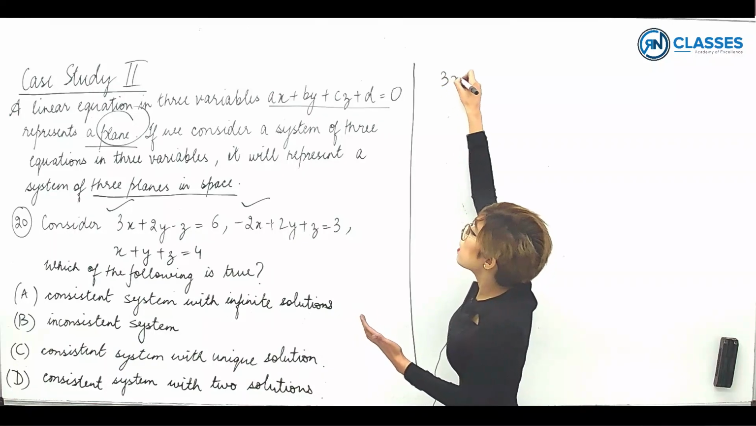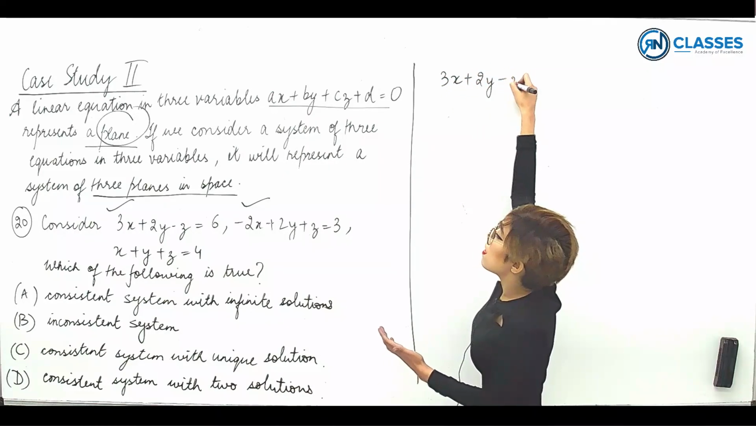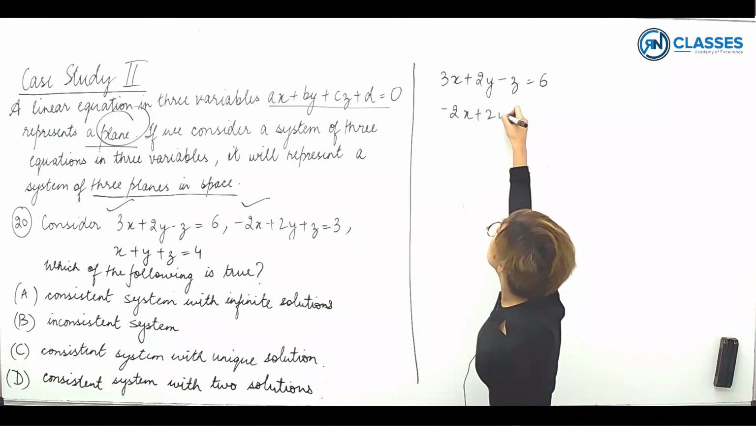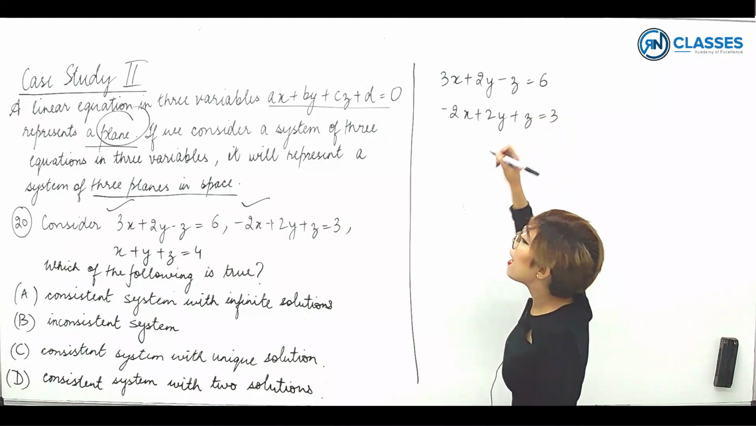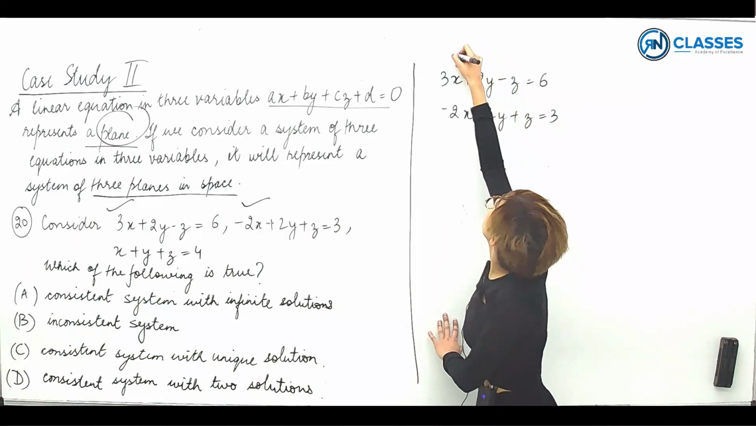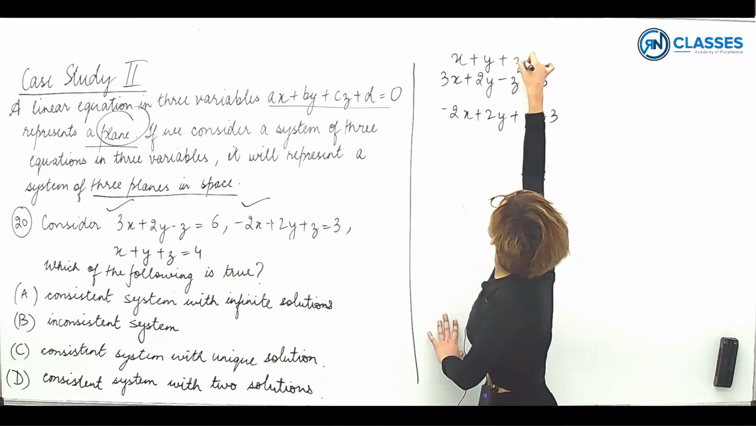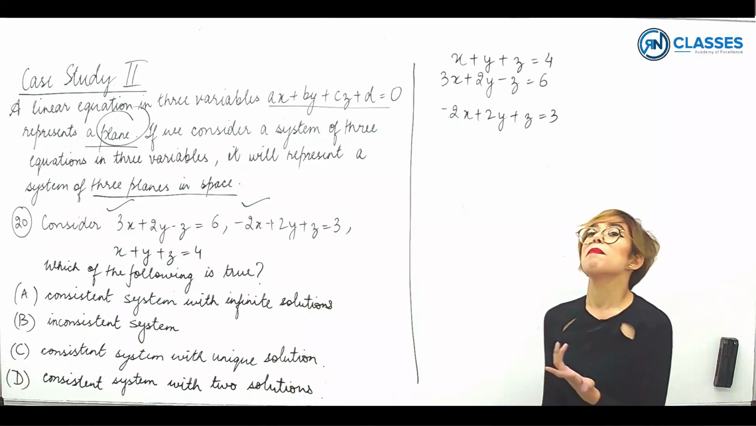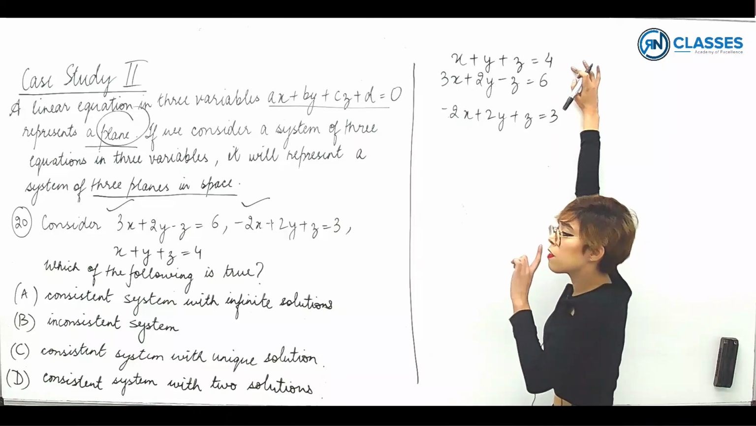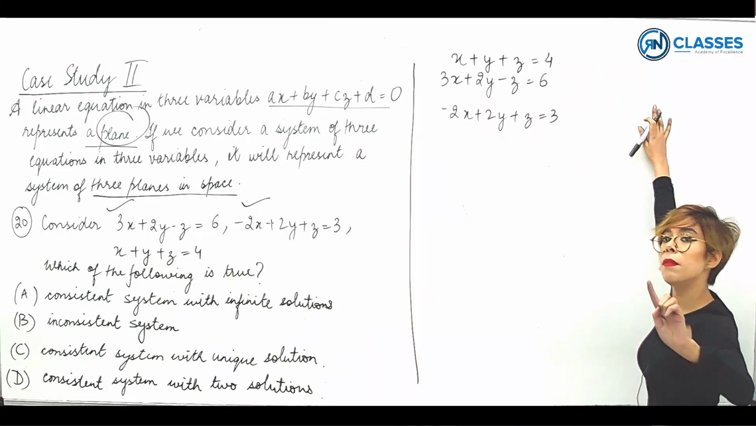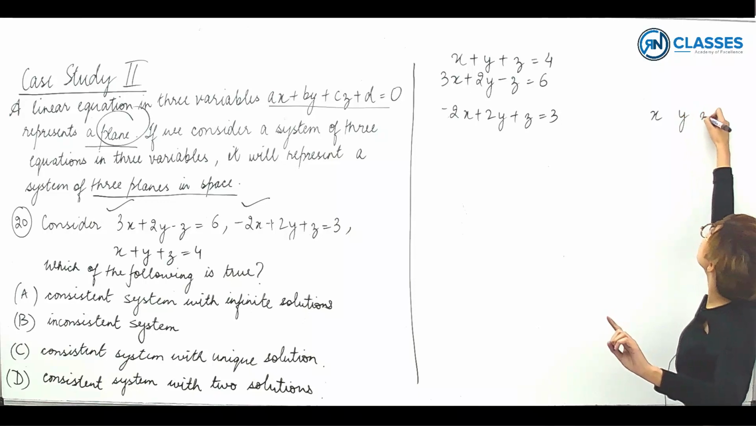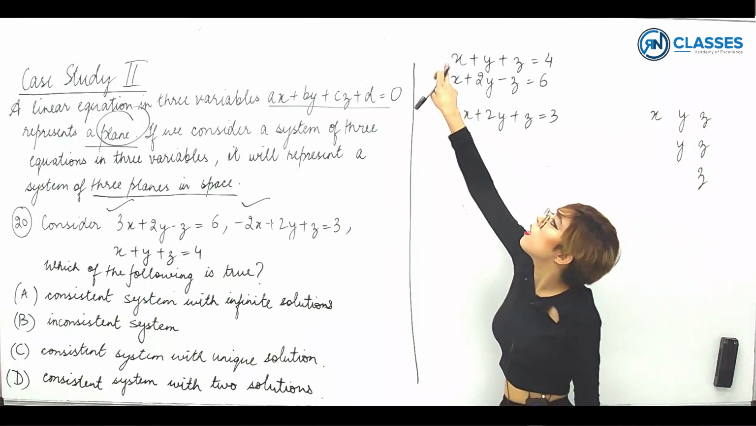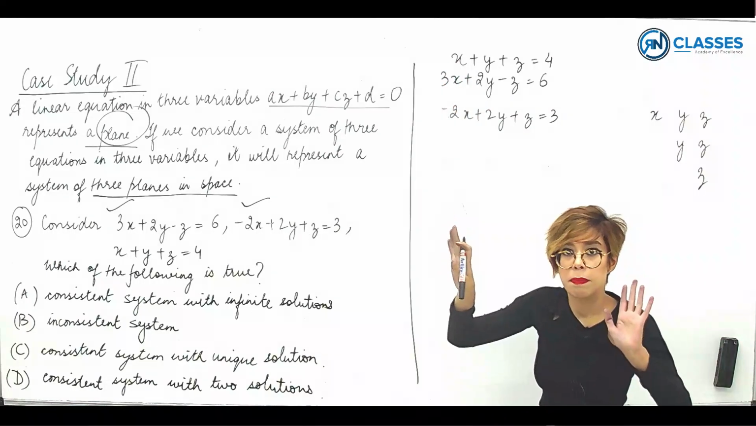Let's see. So 3x plus 2y minus z equal to 6. Then minus 2x plus 2y plus z equal to 3. Then x plus y plus z equal to 4. There's a reason why I have kept this as first, because मुझे Gaussian elimination करनी है, right? So I need to have a system which looks like this. पहले मैं x से eliminate करूँगी. Now x का coefficient अगर 1 है, so it is easier to eliminate, right?